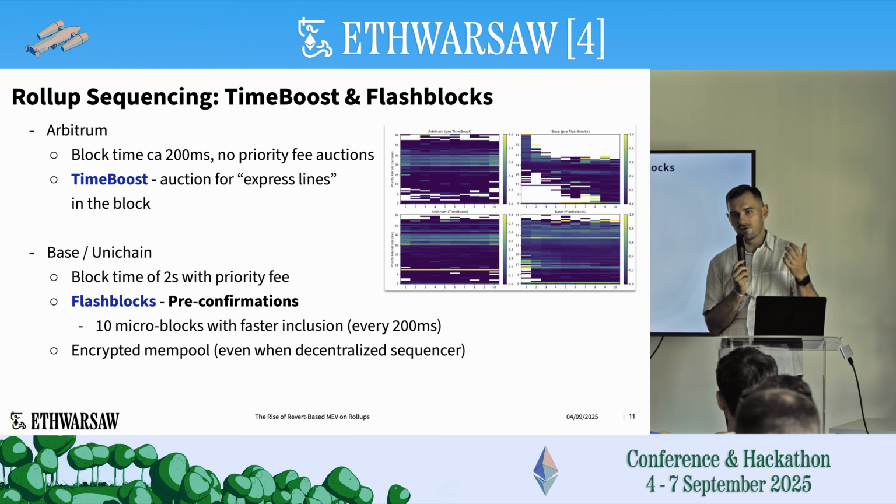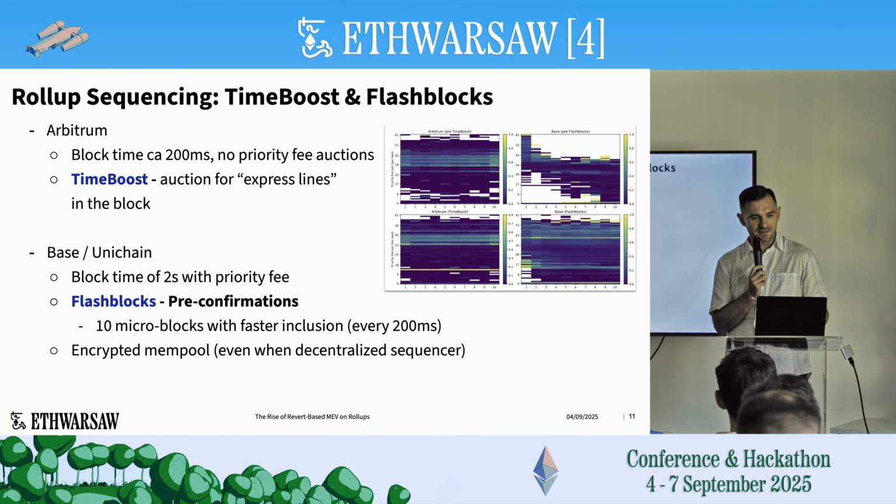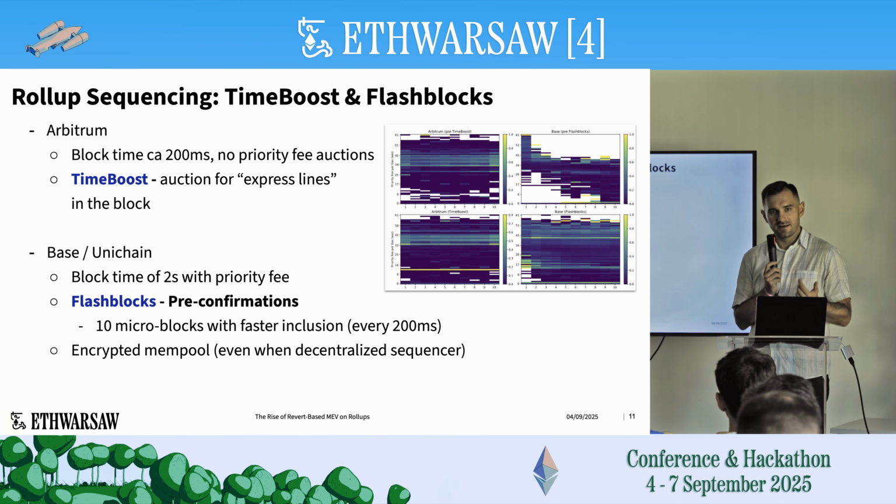So for a time of, for example, 8 blocks ahead or 10 blocks ahead, you can buy a priority line, like the spot at the beginning of the block. And then if you win some auction, then you can decide which transaction you put at the beginning of every block.